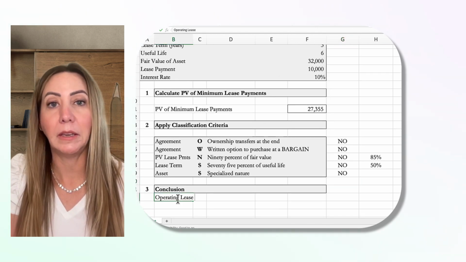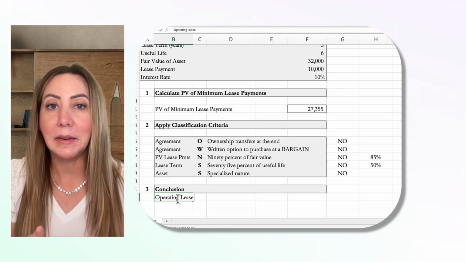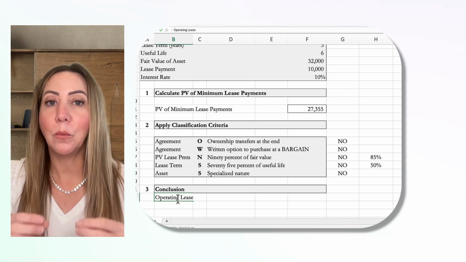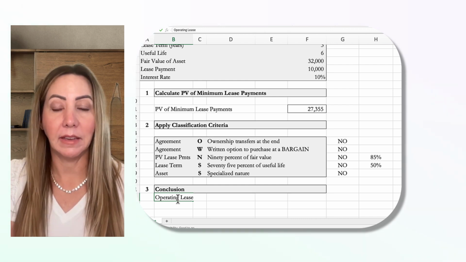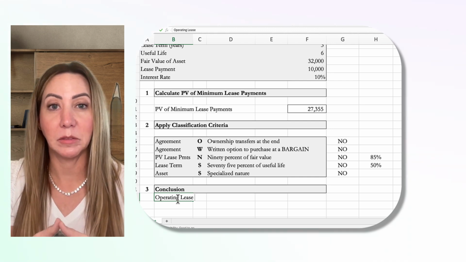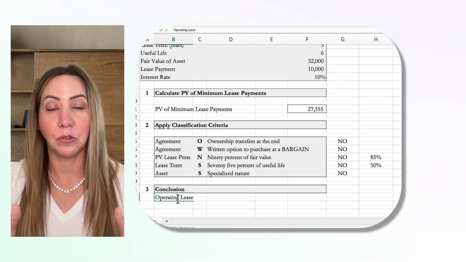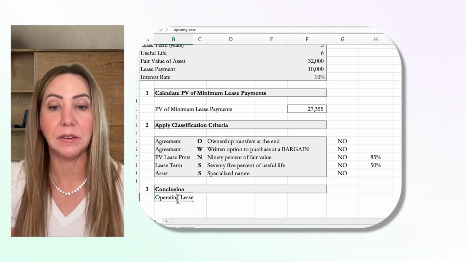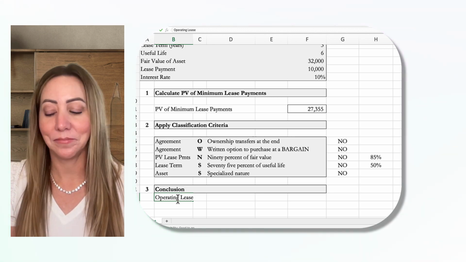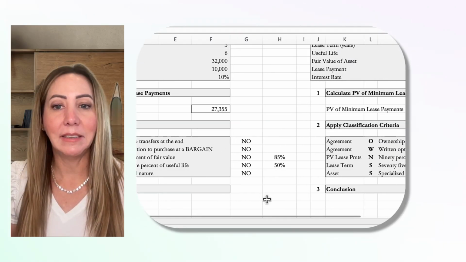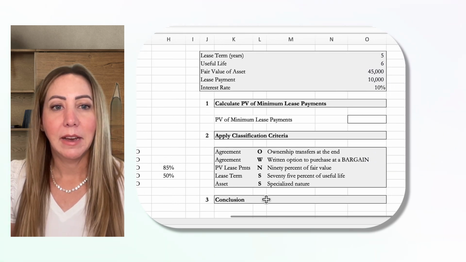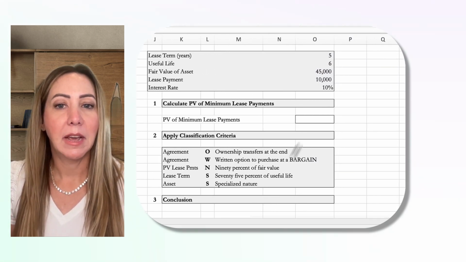It will still be capitalized on the balance sheet, debiting an asset, crediting a liability, but we will not be amortizing the asset, recognizing essentially depreciation expense over time, or recognizing interest expense. Instead, we'll just be debiting rent expense as we make that $10,000 payment until we give the asset back at the end.